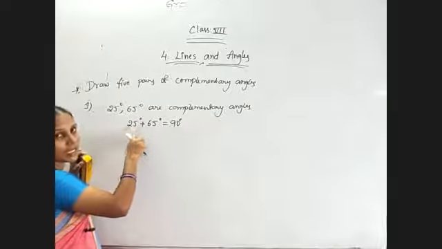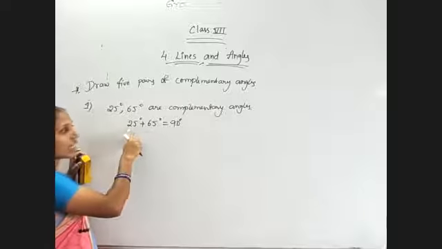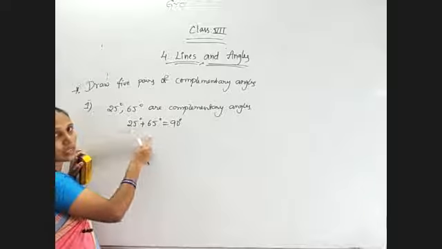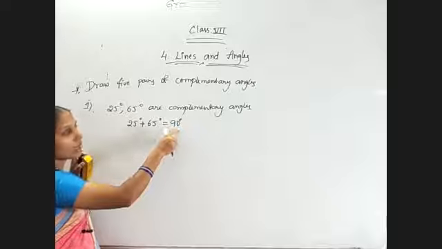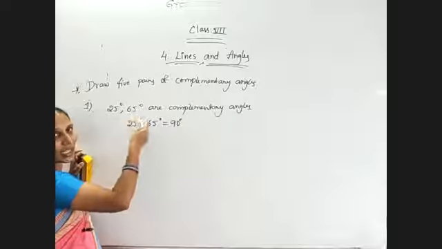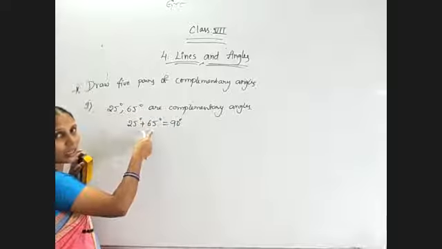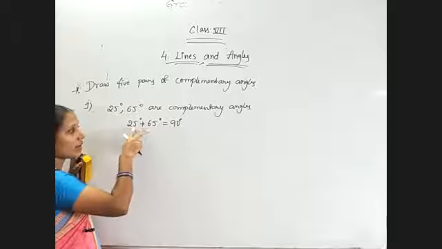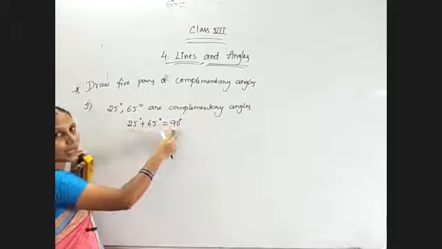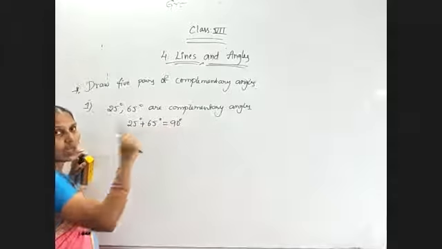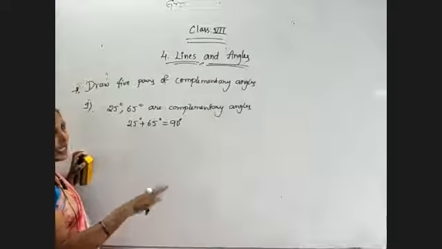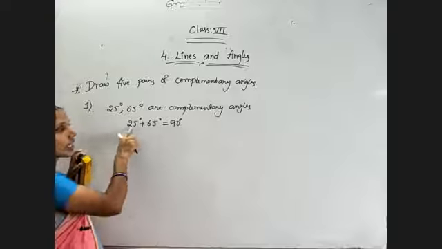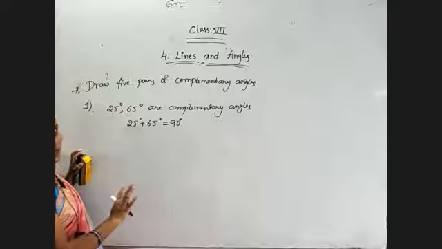We can't take even one obtuse angle. Obtuse angle means more than 90. If we take one angle more than 90, can we consider another angle? No. Actually, the sum must be equal to 90. So we can't take an obtuse angle. Whatever angles we are taking, those two must be acute angles only.